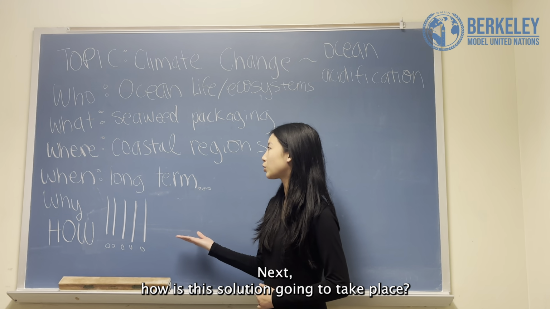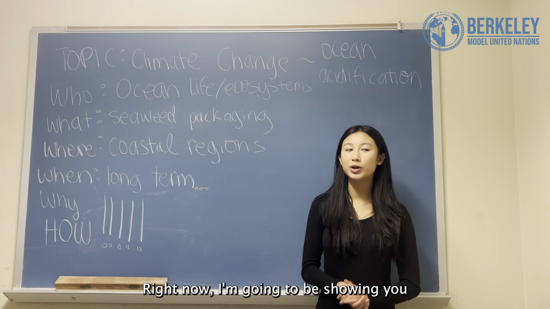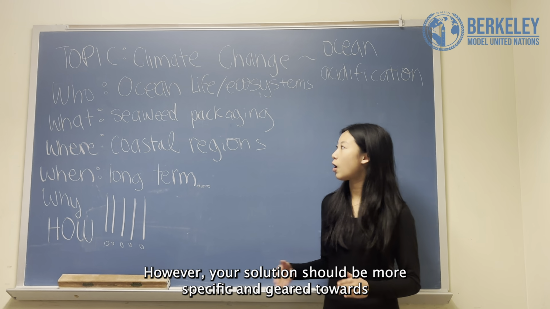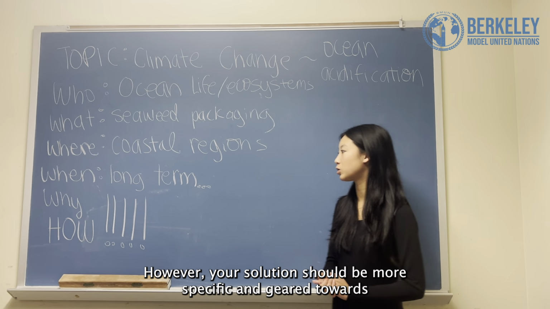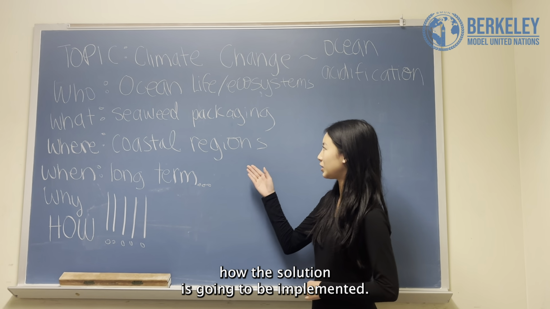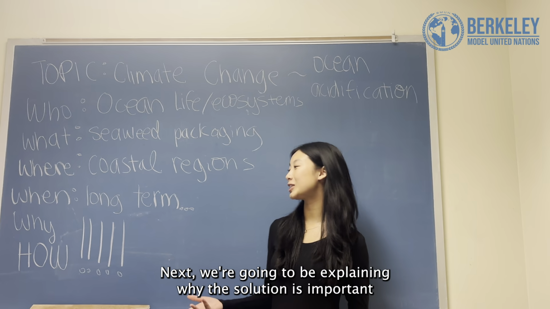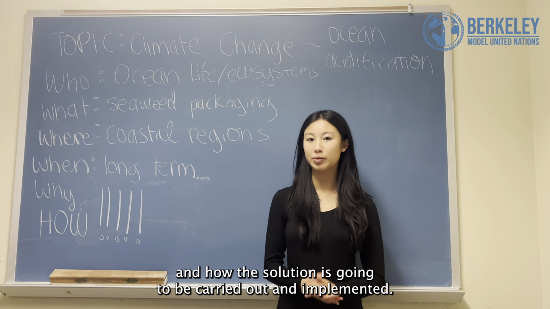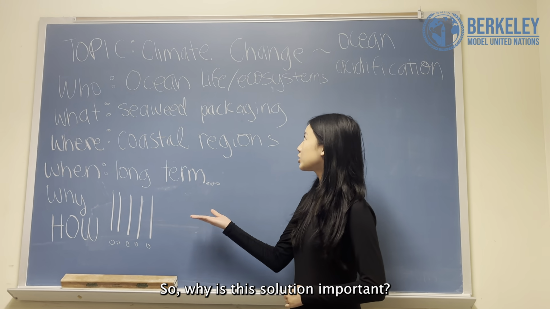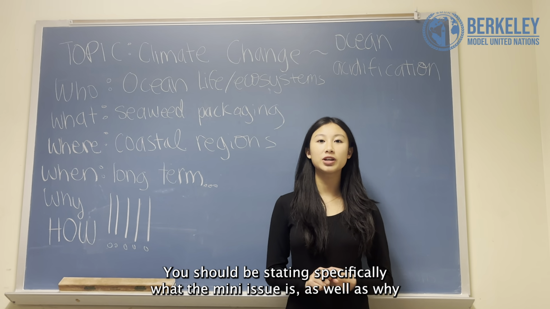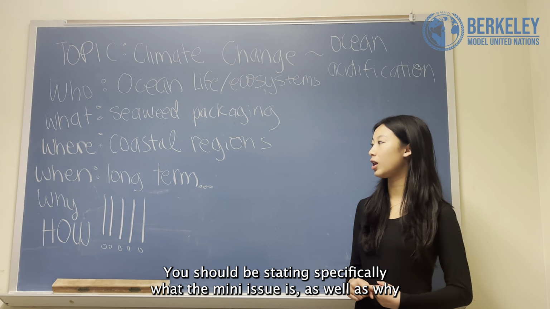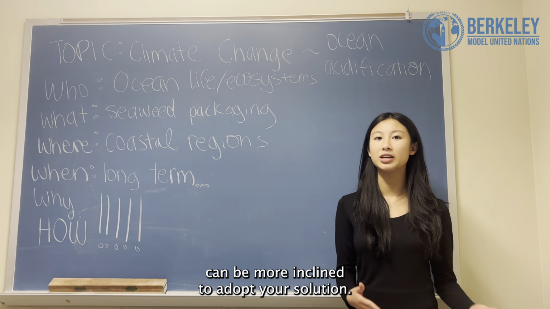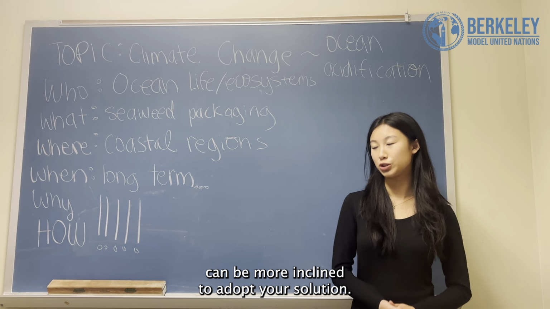Next, how is the solution going to take place? Right now, I'm going to be showing you how the solution is going to be very vague. However, your solution should be more specific and geared towards how the solution is going to be implemented. Next, we are going to be explaining why the solution is important and how the solution is going to be carried out and implemented. So, why is the solution important? You should be stating specifically what the mini issue is as well as why this solution needs to be implemented right away so that other countries can be more inclined to adopt your solution.